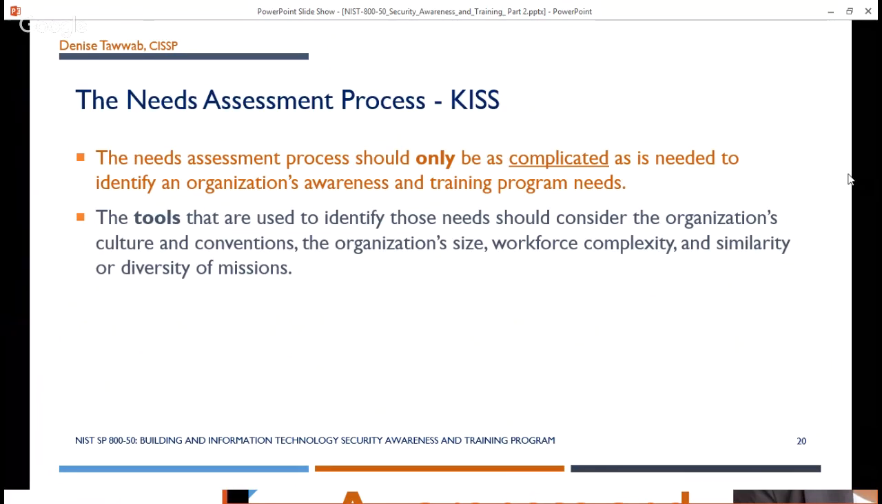For the needs assessment process, you do want to keep it simple. The process should be only as complicated as is needed to identify the organization's awareness and training program needs. And the tools that you use to identify those needs should take into consideration the organization's culture and conventions, the size, the workforce complexity, and the similarity or diversity of your missions.